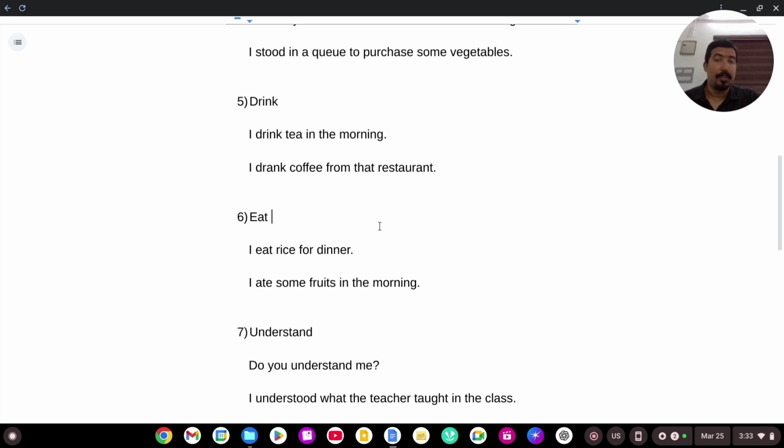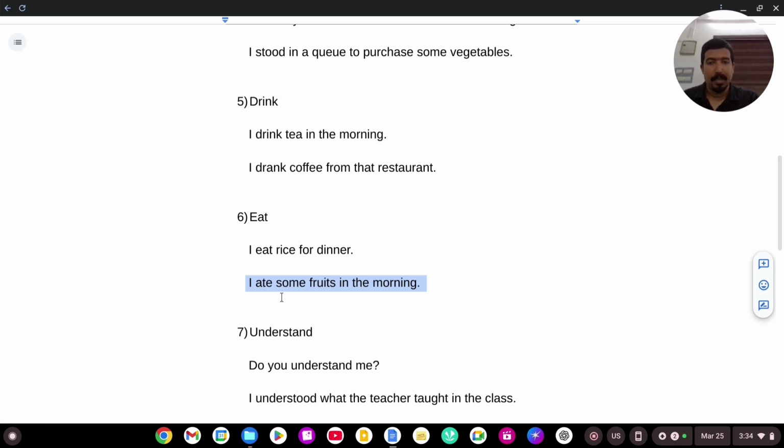Eat. You know what is eat? Consuming some food items, right? Eat. That's it. I eat rice for dinner. So I have a habit of eating rice for dinner. That's my habitual action. I eat rice. That's a habitual action. Here you can see the second form. I ate some fruits in the morning. Eat, the past form is ate, A-T-E.